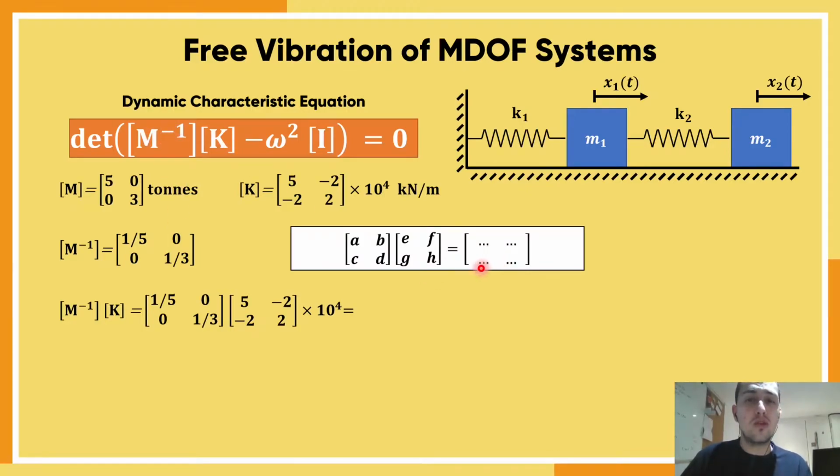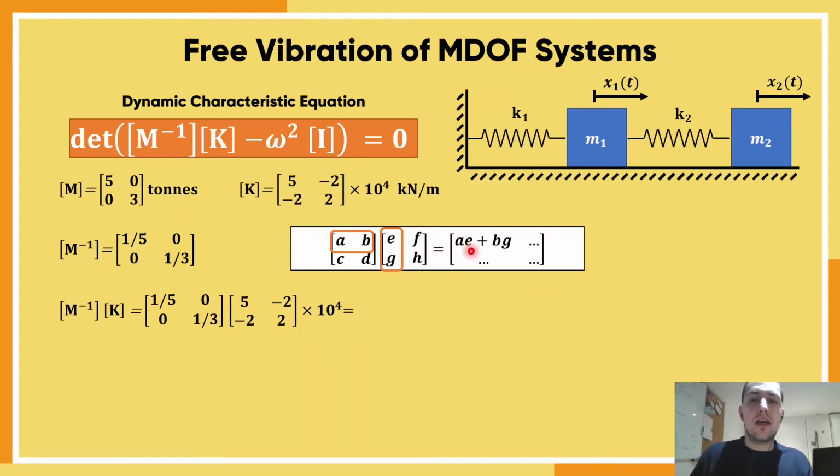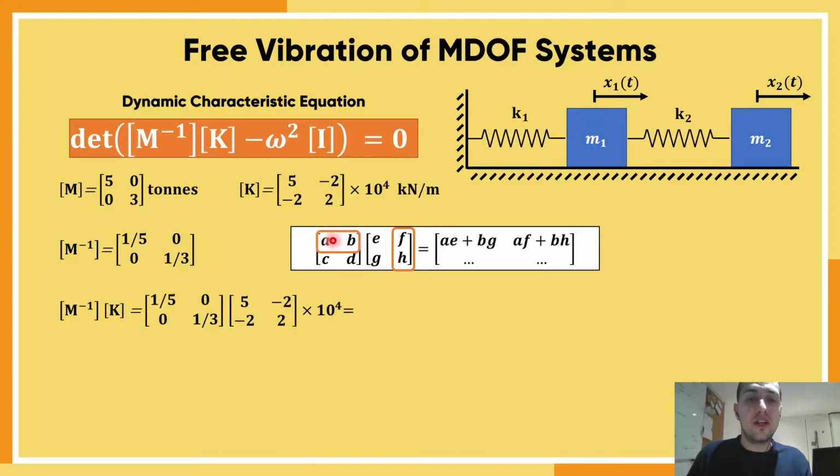If you don't remember how to multiply matrices in a 2 by 2, let's imagine two 2 by 2s multiplying each other. So we have A, B, C, D times E, F, G, H. If you want the first term of the matrix, the first row, first column term, you do the first row of the first matrix times the first column of the second matrix. So you do AE plus BG. If you want the term in position row 1, column 2, you do the first row times the second column. So you do AF plus BH.